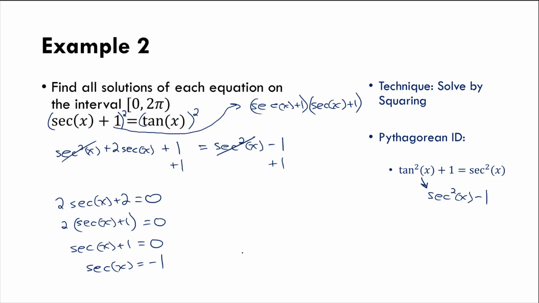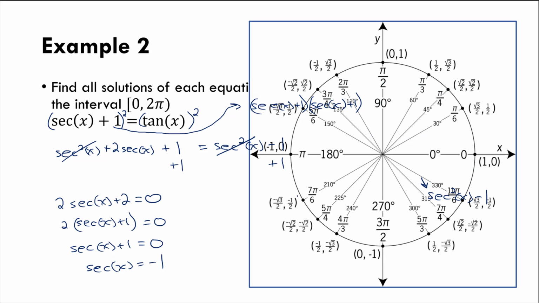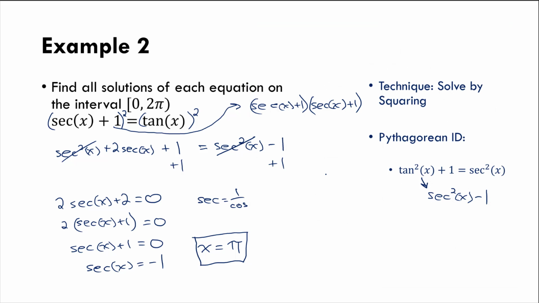Now we can take a look at our unit circle. I know that secant of x is equal to 1 over cosine, so I really just need a cosine of negative 1. The only place that I have that on this interval of 0 to 2 pi is at pi, where my cosine is equal to negative 1. Sorry, it's behind the writing here, but that's at pi. So that would be the solution for this example.